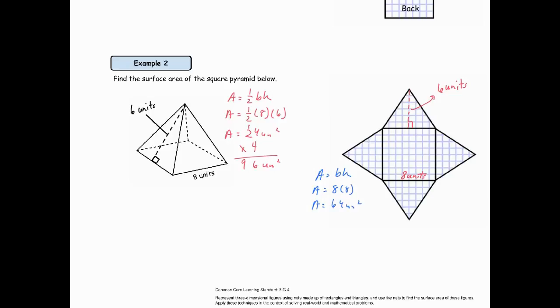Lastly, we take the area of our 4 triangles and the area of our square and add them together. 96 plus 64, we end up getting 160. So the entire surface area is equal to 160 units squared.